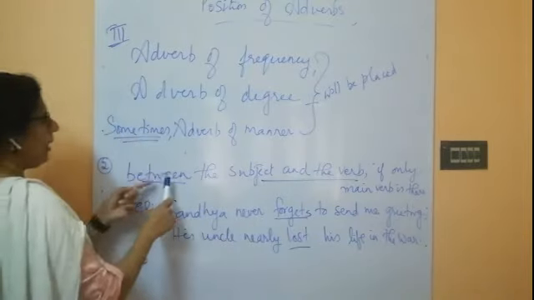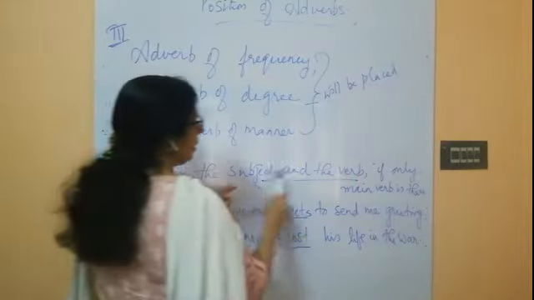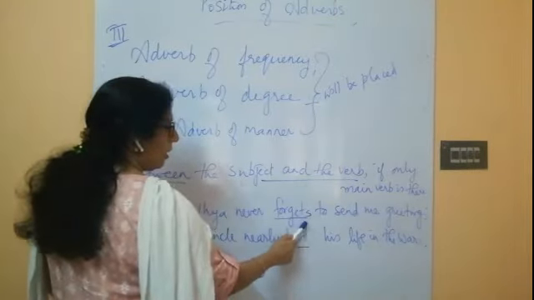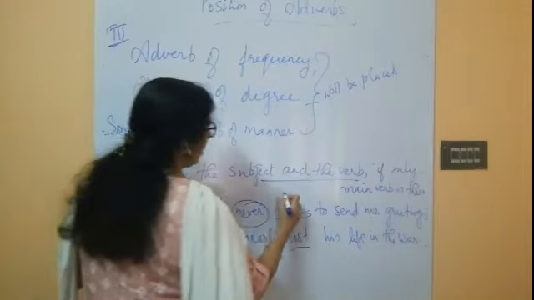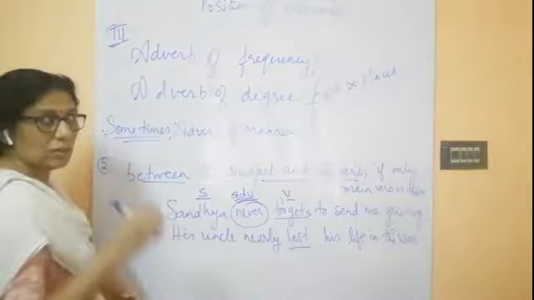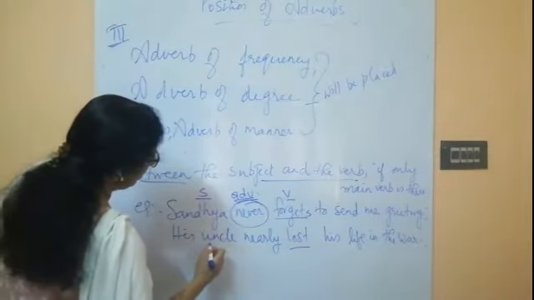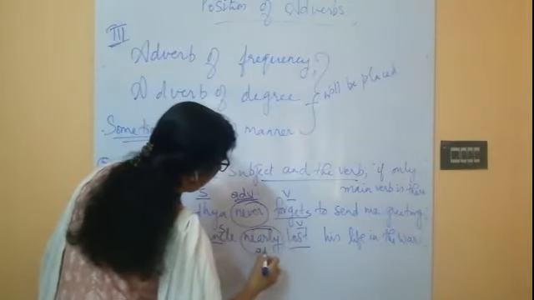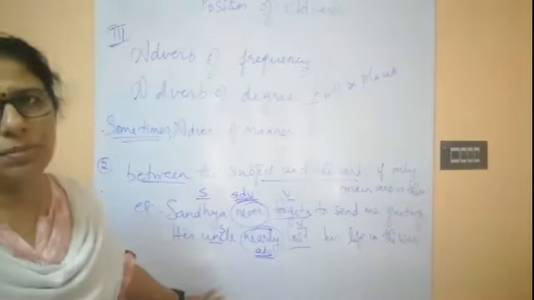If only main verb is there, adverb of frequency, degree and adverb of manner should be placed between the subject and the verb. So subject is Sandhya and forgets is the main verb, and we have placed the adverb in between. Here also you can see this one is the subject and this one is the verb, and we have placed the adverb in between the subject and the verb. So in the third rule, the second subsection.